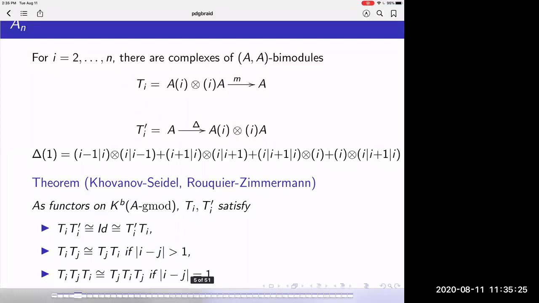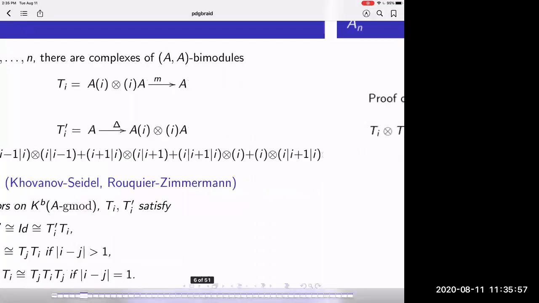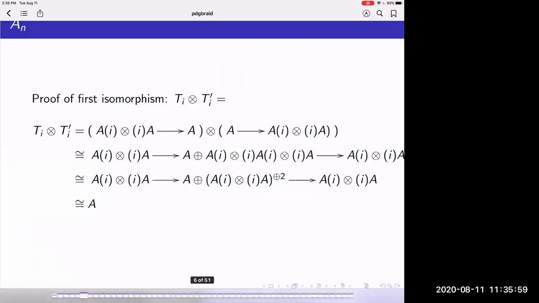So we have these complexes of A-A bimodules, and one could check that on the homotopy category of graded modules over A, the T_i and T_i', i goes from 2 to n, satisfy categorical braid group actions. So T_i and T_i' are inverse complexes of each other. T_i and T_j commute if i and j are far apart. And then you have this braid relation, T_i T_j T_i is isomorphic to T_j T_i T_j if i and j are adjacent. So just a quick remark about the proof of this.